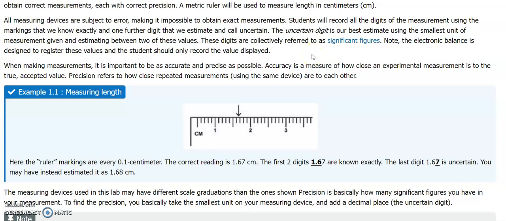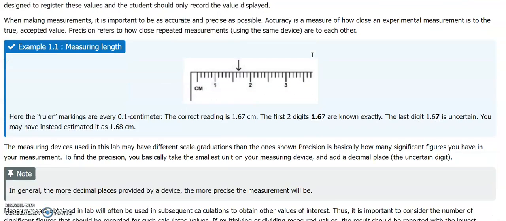The electronic balance is designed to register these values, and students should only record the value displayed. When making measurements, it is important to be as accurate and precise as possible. Accuracy is a measure of how close an experimental measurement is to the true accepted value. Precision refers to how close repeated measurements using the same device are to each other.